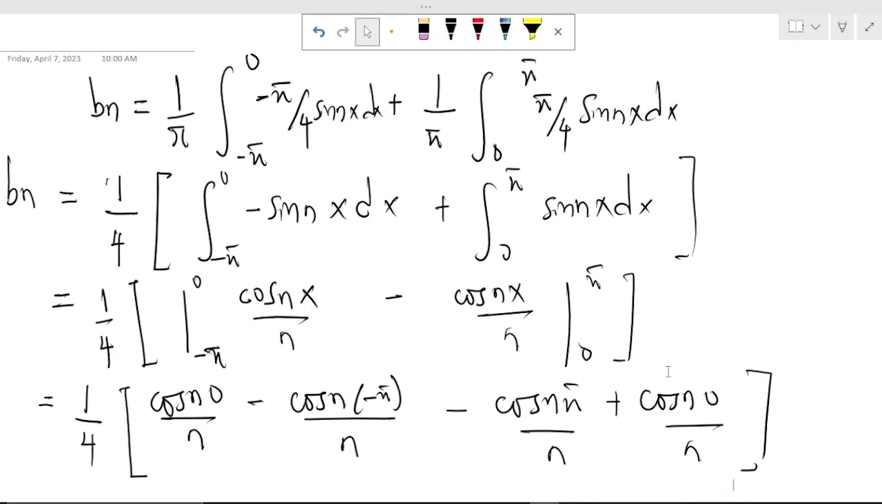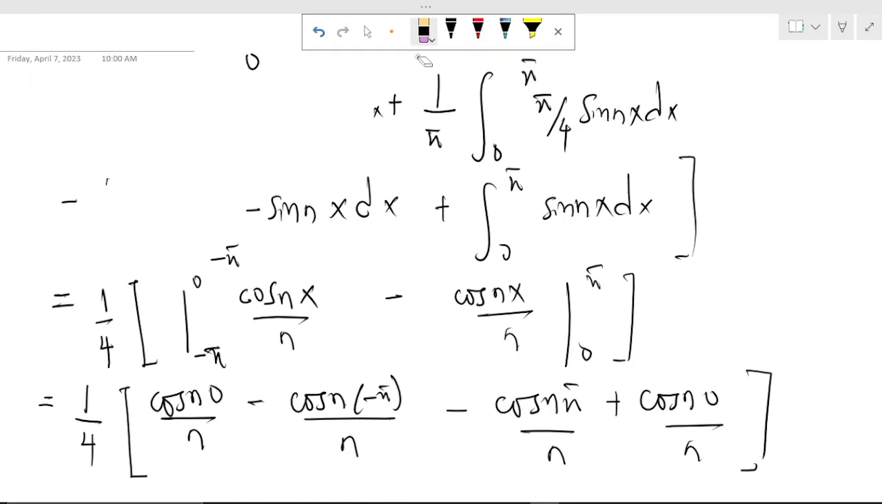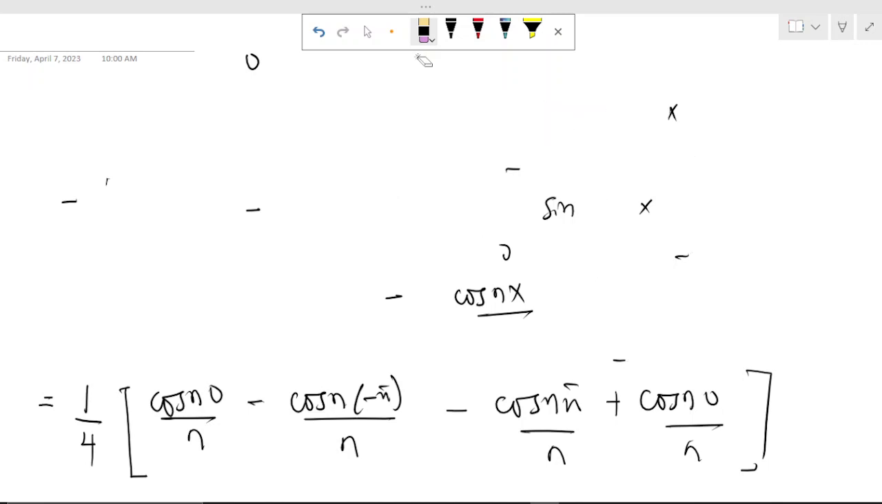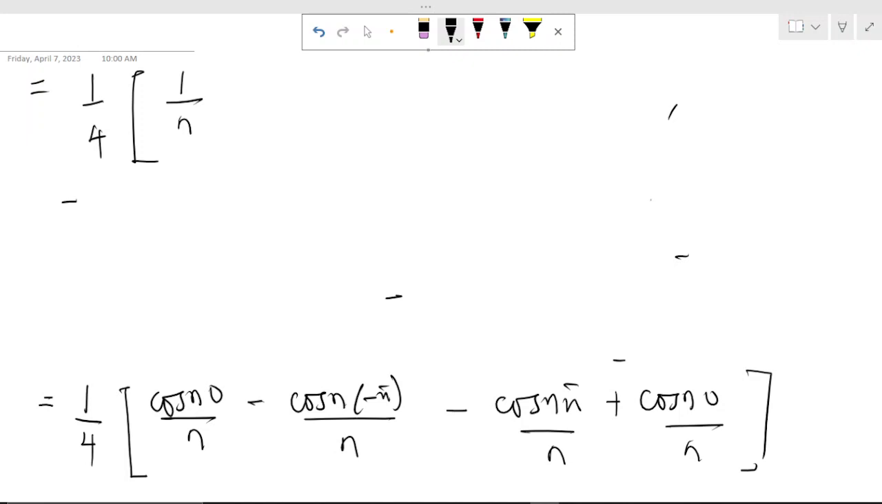So from here, let me clean the board. So we have 1 over 4. Cos n0 is still cos 0, and cos 0 is 1. We have 1 over here. Cos n minus pi, or cos minus n pi, is the same thing as cos n pi, because cos is an even function. Cos x is equal to cos minus x.